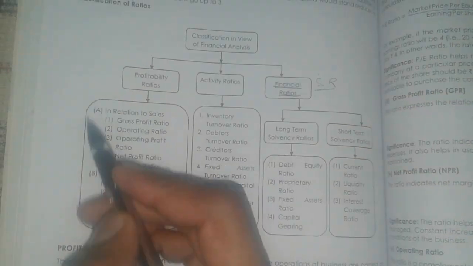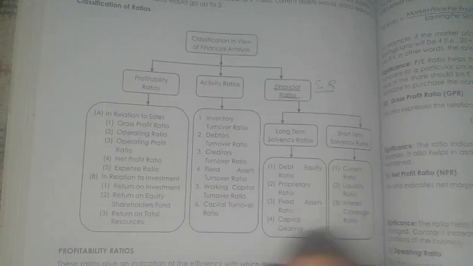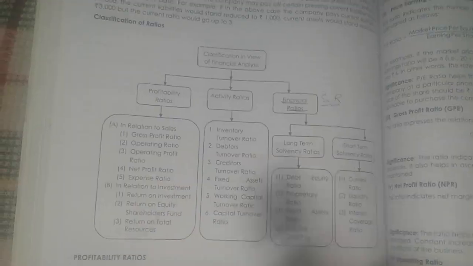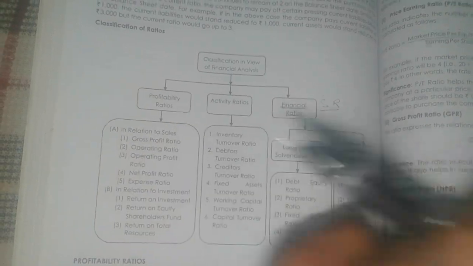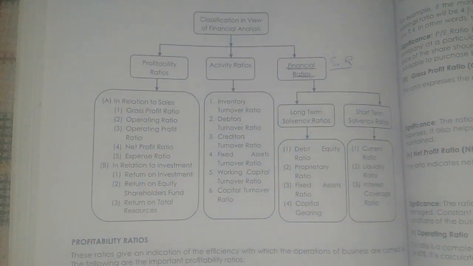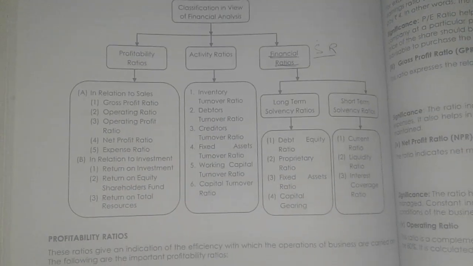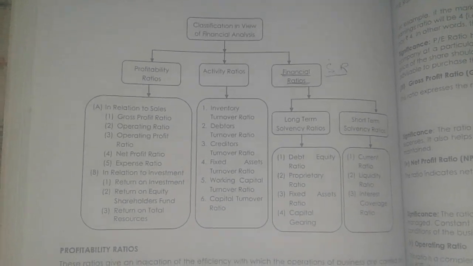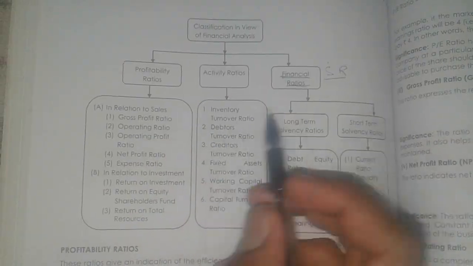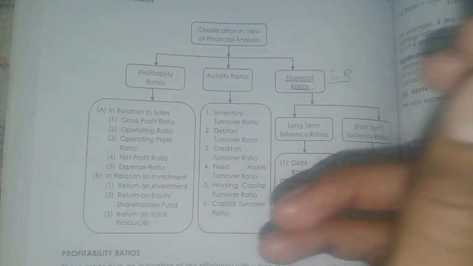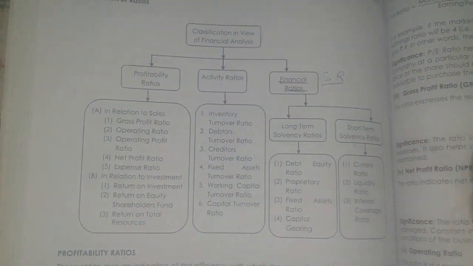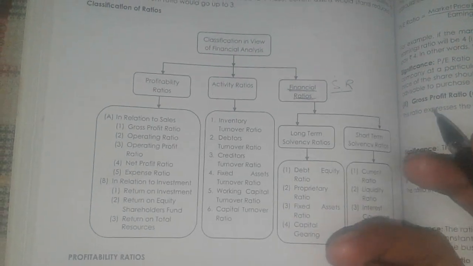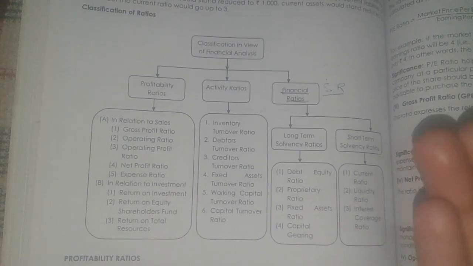Now, we will discuss all these ratios in the next topics, because we will discuss in depth what each ratio tells about. So kindly follow my videos, and we will come up with the next videos regarding all of these ratios. This is the overall analysis of how the profitability, activity, and financial or solvency ratios work.